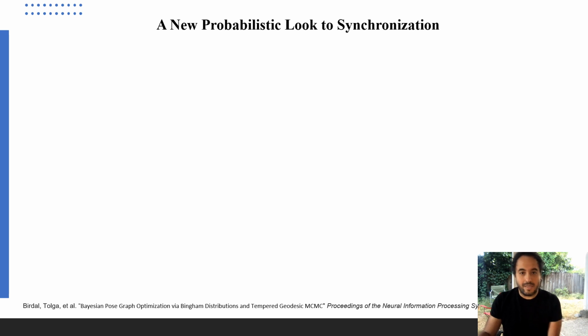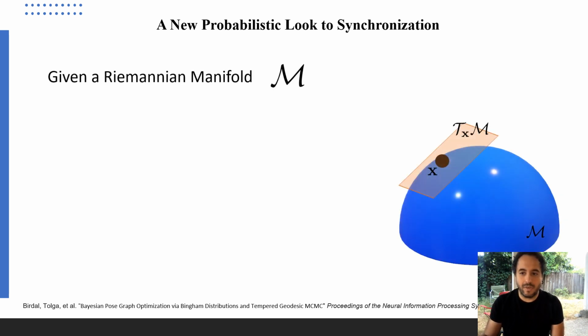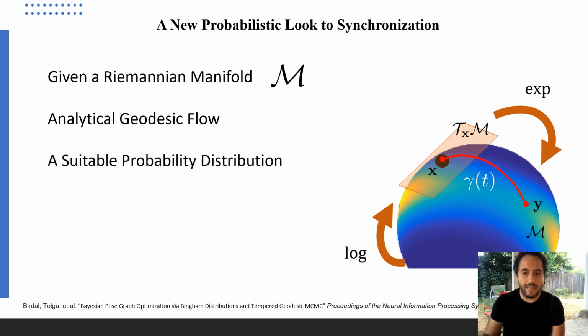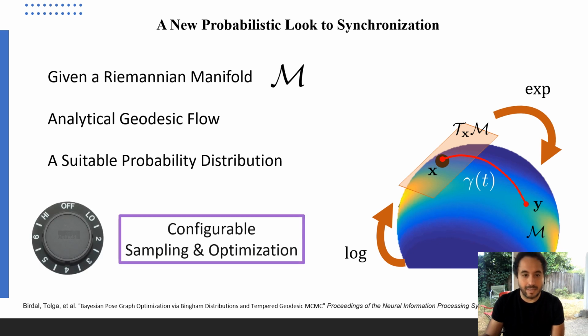So this gives us a new probabilistic look at the synchronization problem, actually. We are given a Riemannian manifold, which is like the constraint set where the parameters are living. And then we are given the analytic geodesic flow. This could be in the form of a retraction or an analytic flow. And then we are given a suitable probability distribution. Given that, our algorithm will give you a knob which we could tune to perform sampling or to perform optimization.